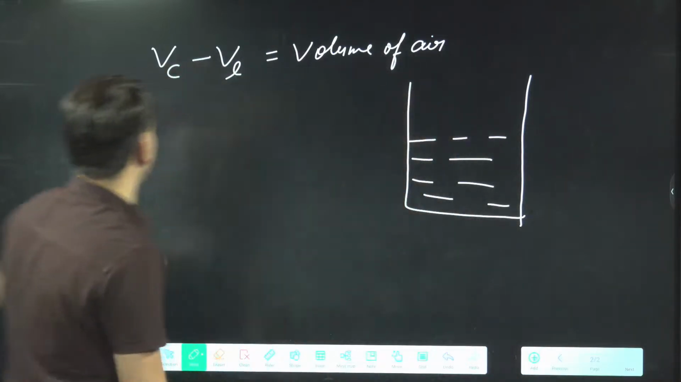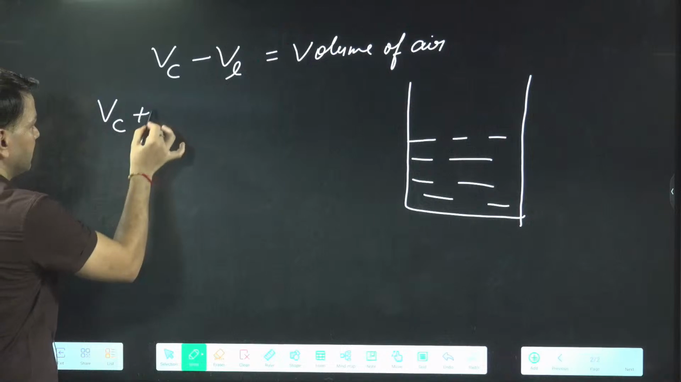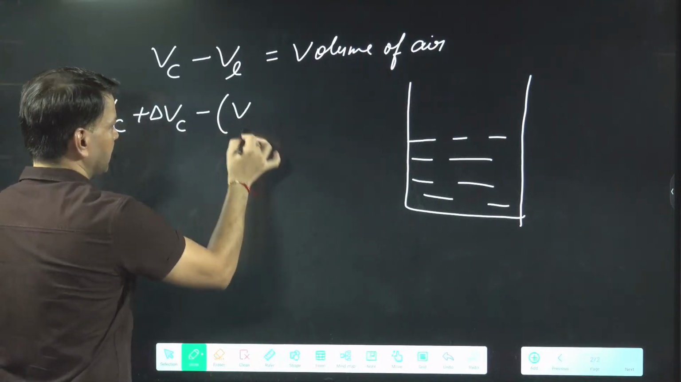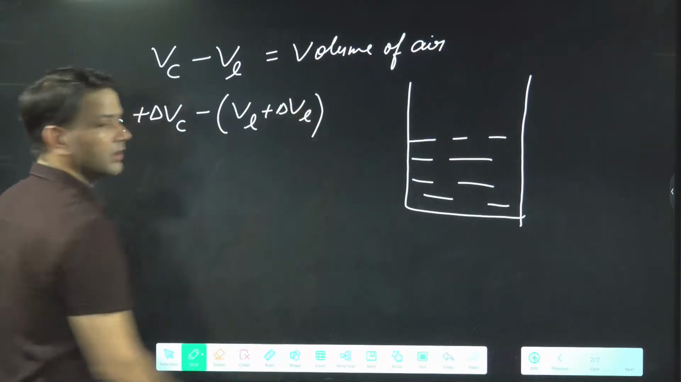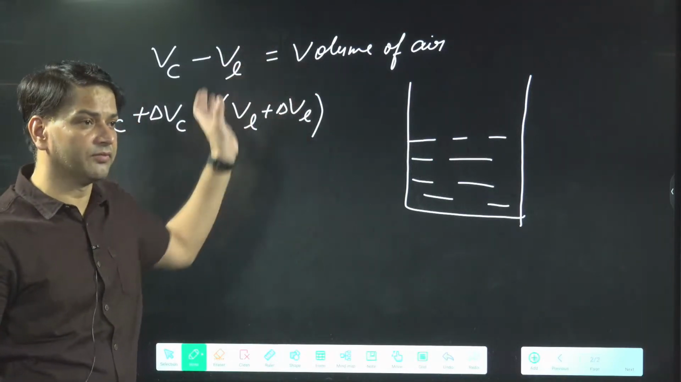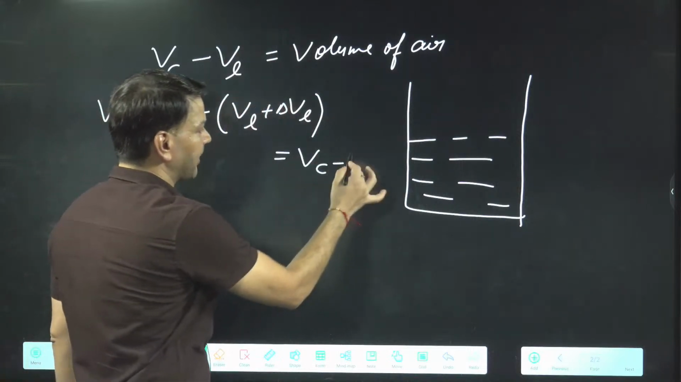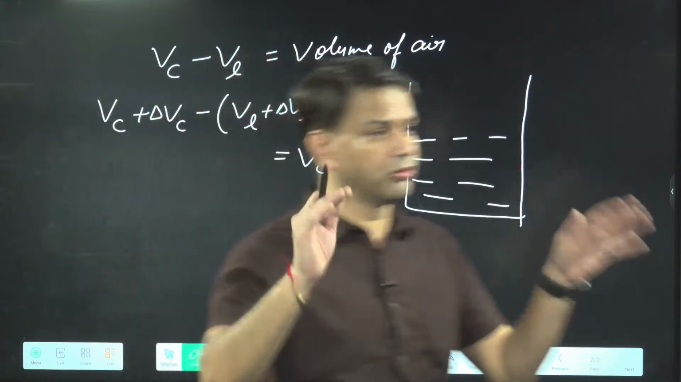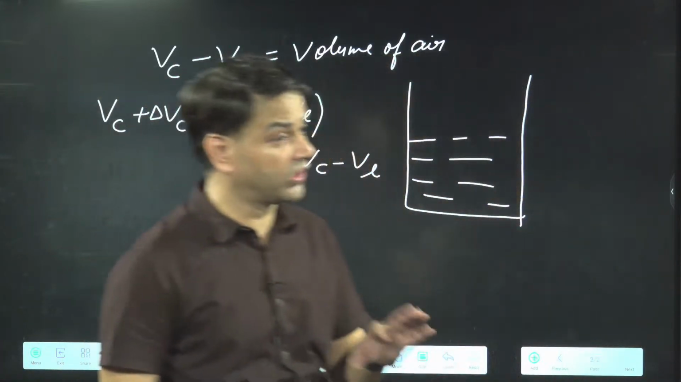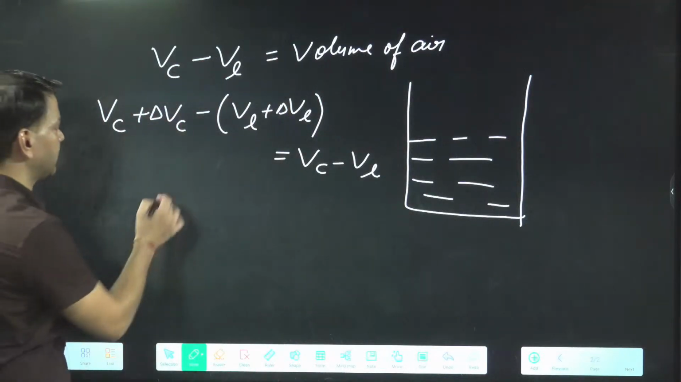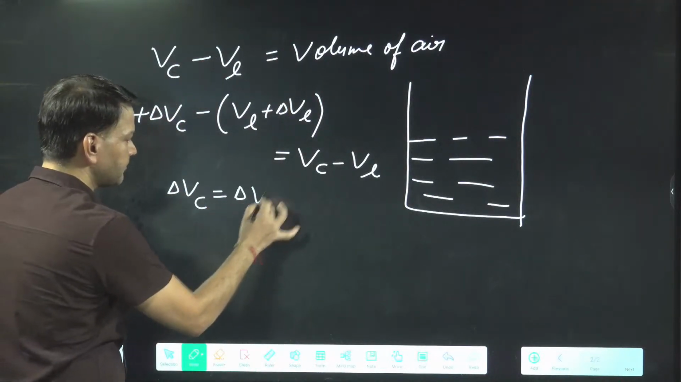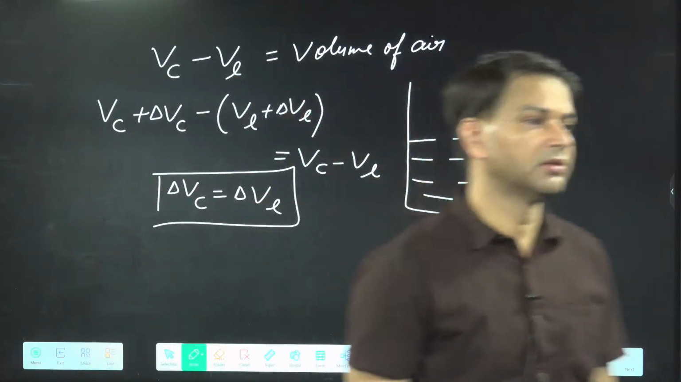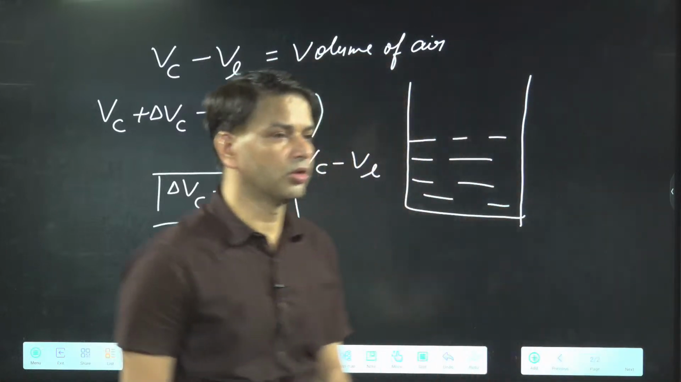So suppose the container expands by delta VC, I am taking, and the liquid expands by delta VL. So it must be constant, means what was initial? VC minus VL. So it must be equal to VC minus VL, because they are saying the volume of air is not changing. So the volume of the container changes, the volume of the liquid changes, but their difference must be constant. Then what we will get here? Delta VC is equal to delta VL. Means the expansion in the container must be equal to the expansion in the liquid. Understood or not?